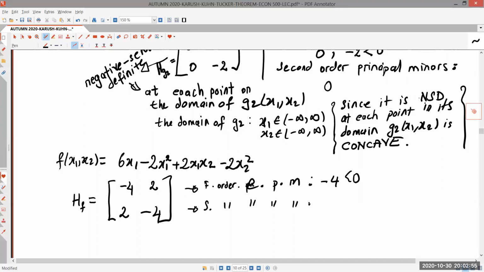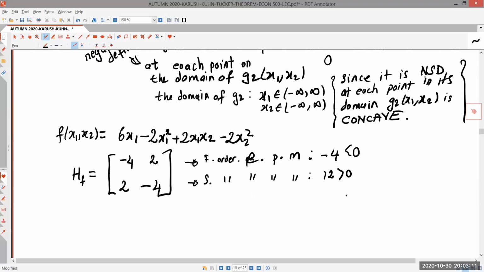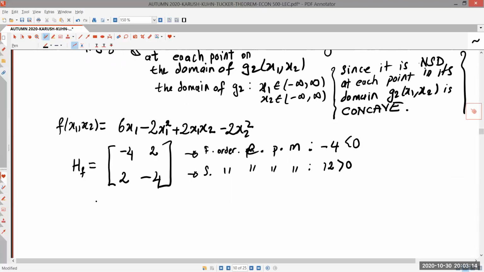minors, what is it? Hemen bir determinant alalım. Ne çıkıyor? 12. 12. Tamam. And it's greater than 0. Great. I don't need to look at all of the minors. And this is a strictly concave function, right? And it is again everywhere a strictly concave function.